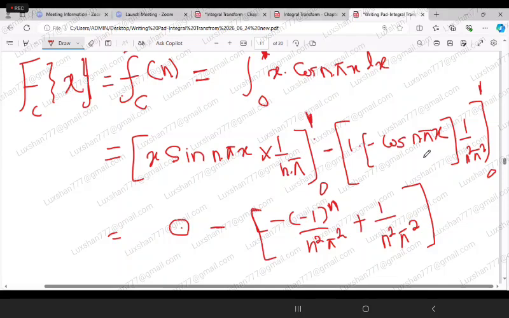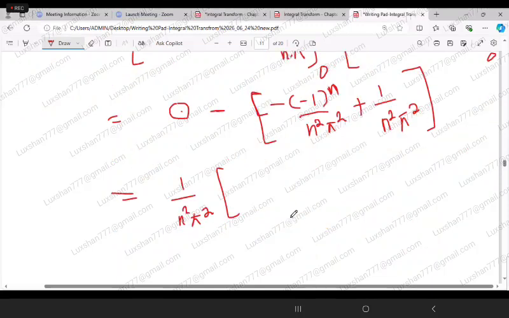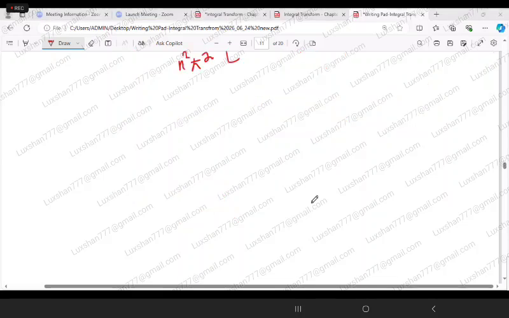Which one are you referring to? I didn't get it. If you integrate this one, cos n pi x, we get sin n pi x, no? So I didn't get which one you are referring to.